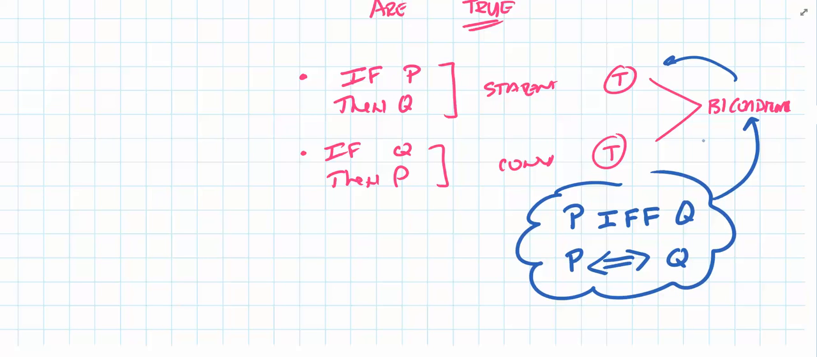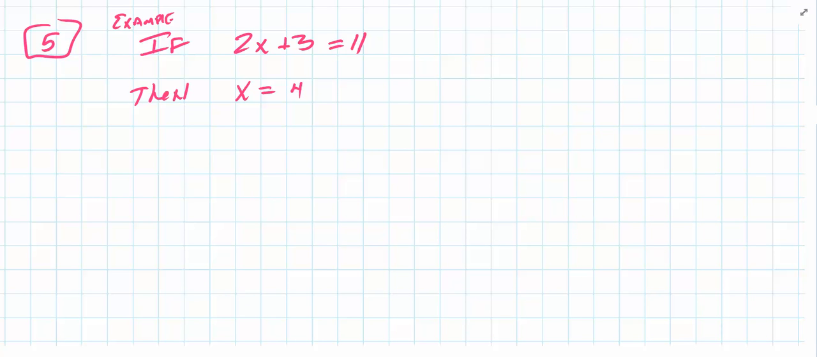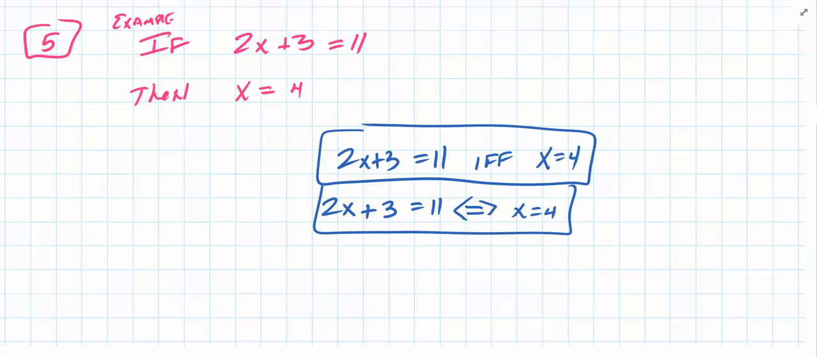All right, guys. There's my statement. Write the converse. I'm giving you an algebra if-then statement. Write the converse. And then determine, is this a biconditional statement? So either one of those would be how we do it. IFF or the double arrow, both sides. Okay?